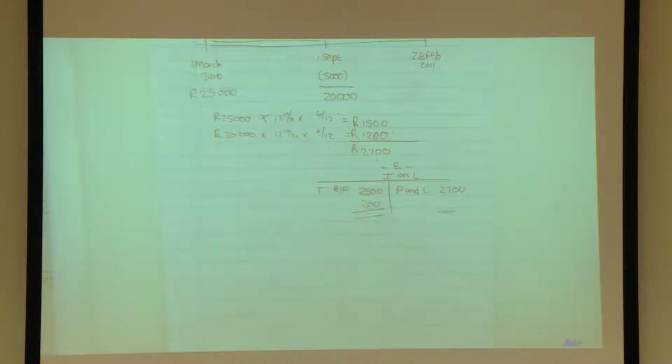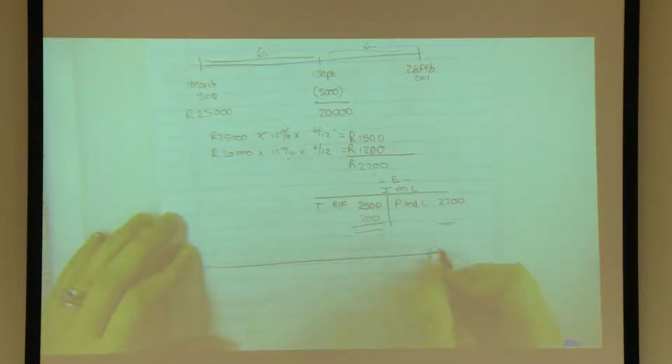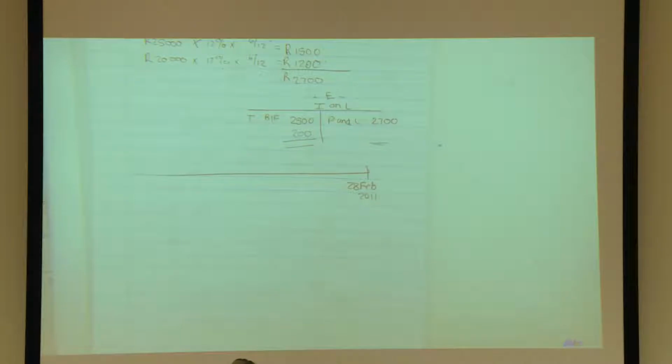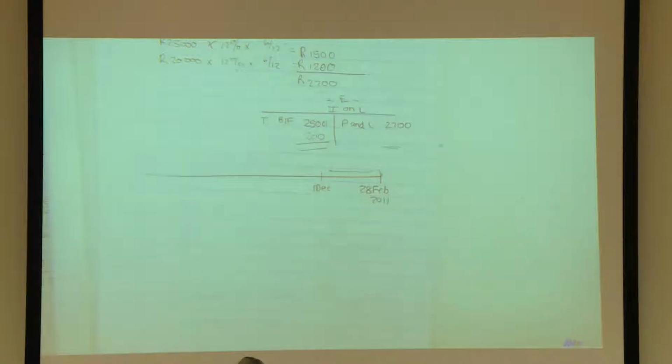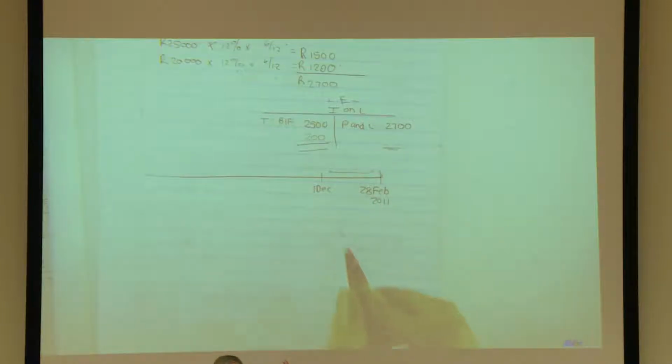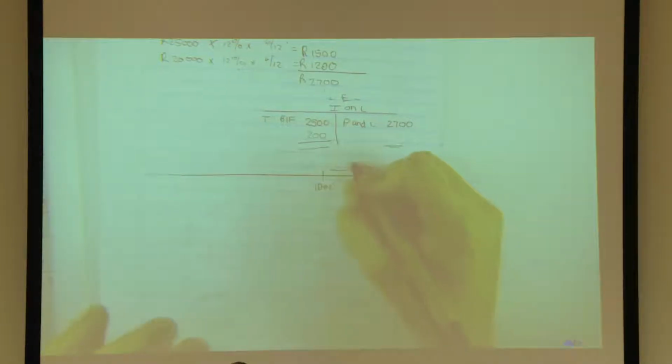Right, next one, the fixed deposit was invested on the 1st of December. What do I need to do? If my accounting period ends 28 February 2011, and this fixed deposit was invested on the 1st of December, I need to calculate interest on the fixed deposit for how many months? December, January, February. That is 3 months.